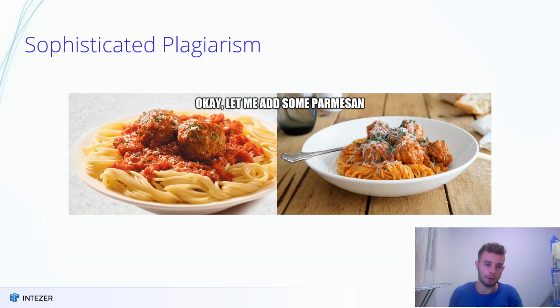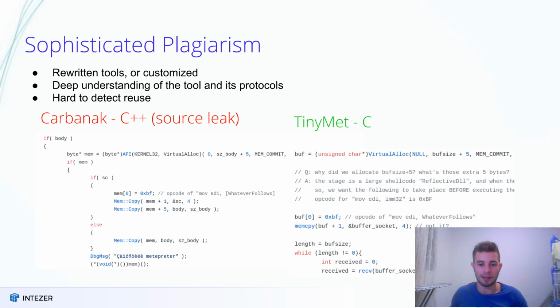So the second type of copy pasters, or OSS incorporators, that we have is a little bit more advanced. We're seeing these groups starting to read the source that they're copying, changing it, adding some Parmesan on top. A good example is Carbanak. Carbanak's source code was leaked back in 2018, and it allowed us a glimpse into how the threat actor thinks, how he builds his code.